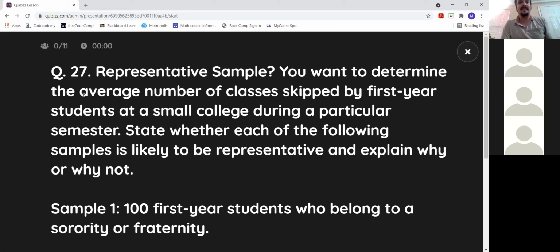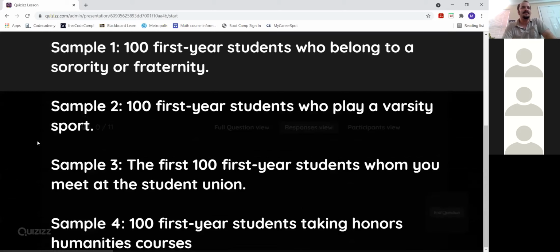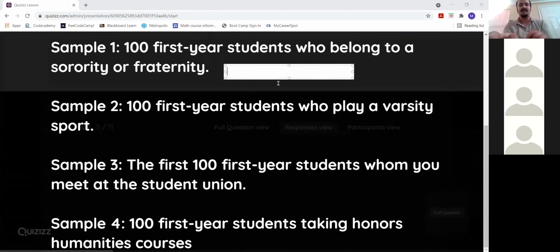What does it say? You want to determine the average number of classes skipped by first-year students at a small college during a particular semester. State whether each of the following samples is likely to be representative and explain why or why not. So I'm looking for any potential biases here. The first sample is 100 first-year students, and they belong to a sorority or fraternity. So is this likely to be biased? What is your bias here?